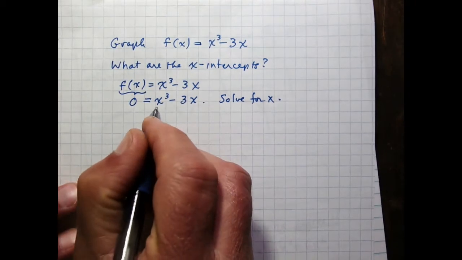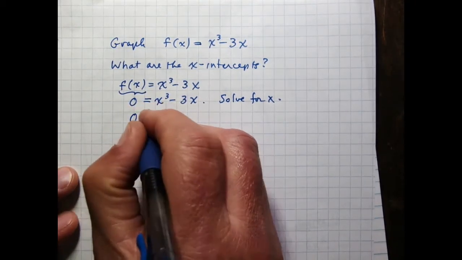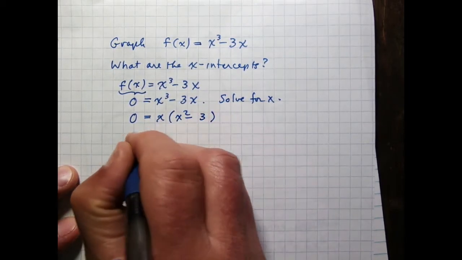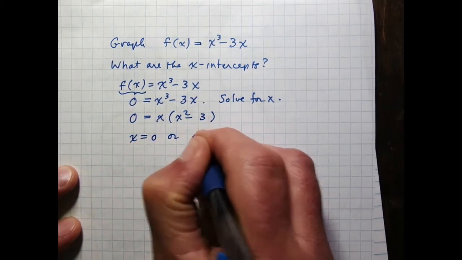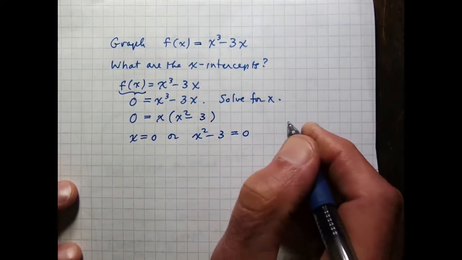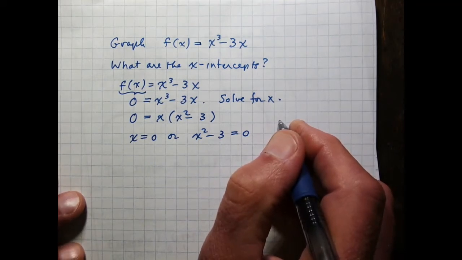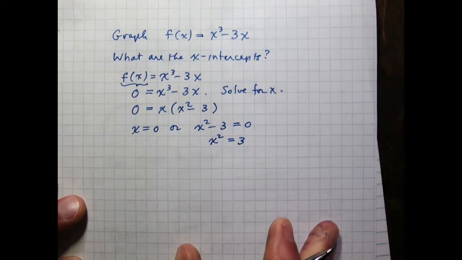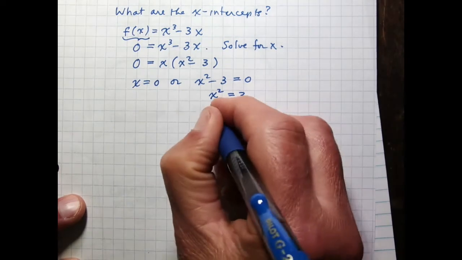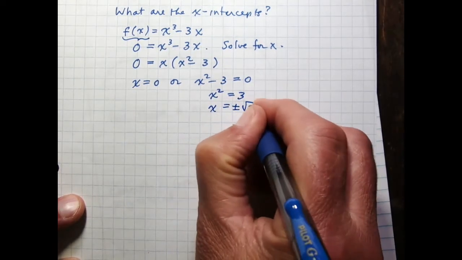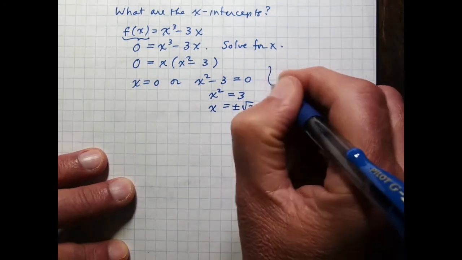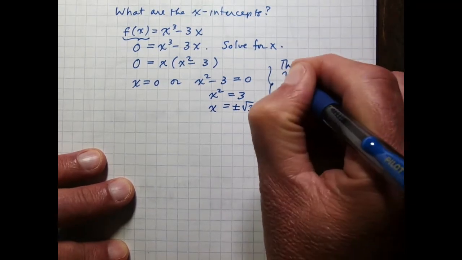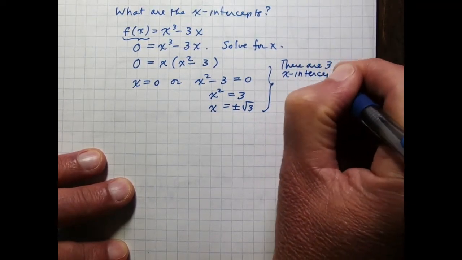And I think we did this, right? Back when we could factor out an x times x squared minus 3. We got x equals 0, or x squared minus 3 equals 0. So we got a little quadratic equation we can solve using the square root method. x squared equals 3, so x equals plus or minus the square root of 3. And so we actually got 3 x-intercepts. There are 3 x-intercept points.